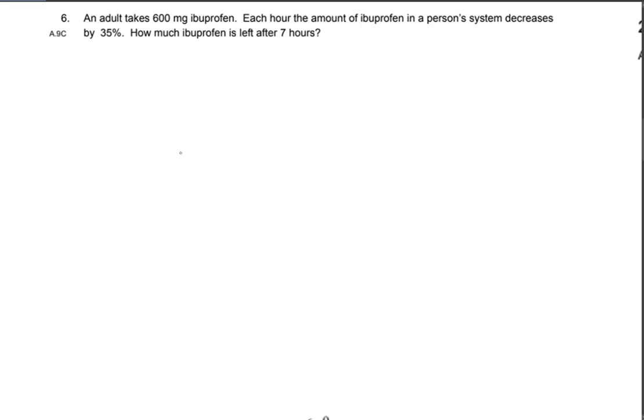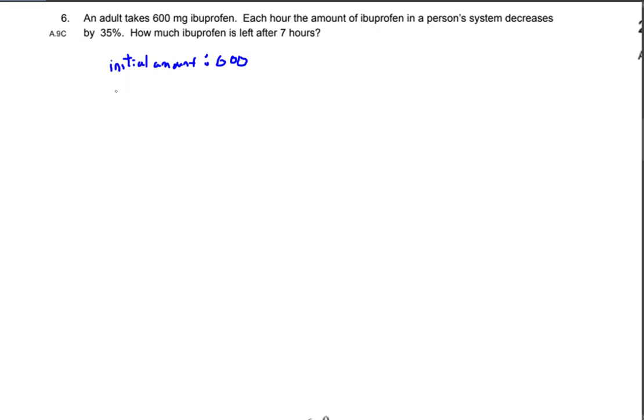So here we go. An adult takes 600 milligrams of ibuprofen. Each hour, the amount in the person's system decreases by 35%. How much ibuprofen is left after 7 hours? So we'll start off with the initial amount. My initial amount is 600 milligrams.